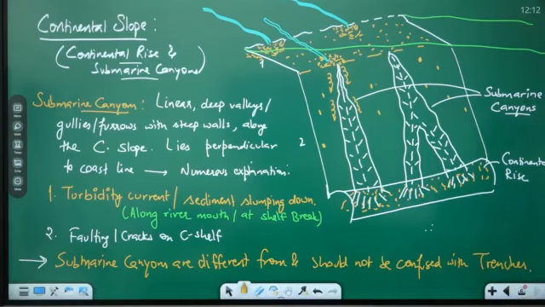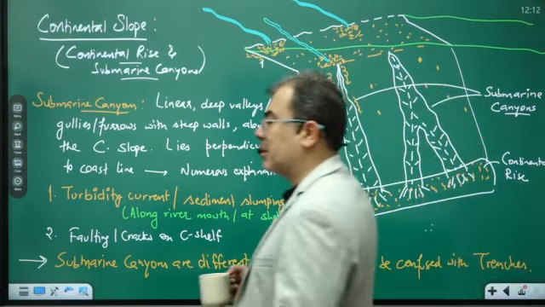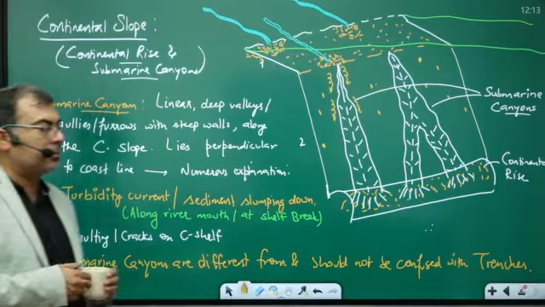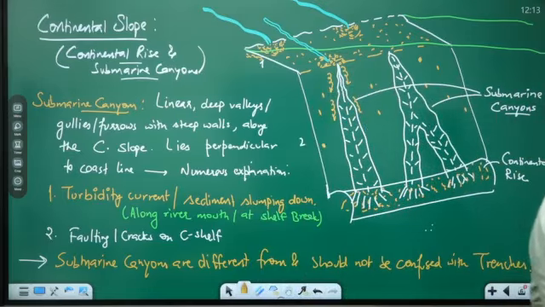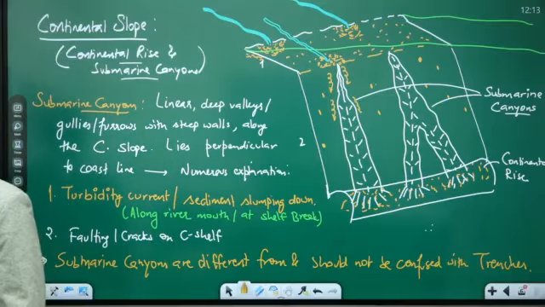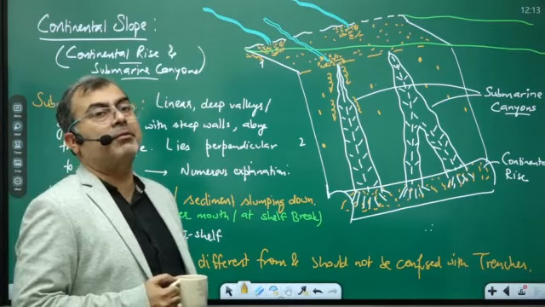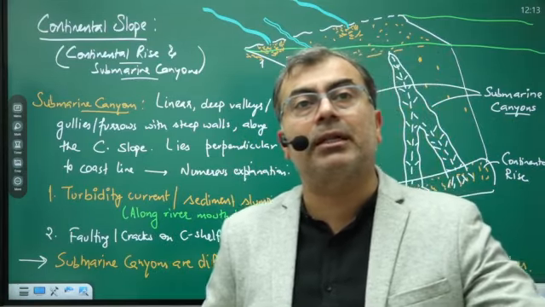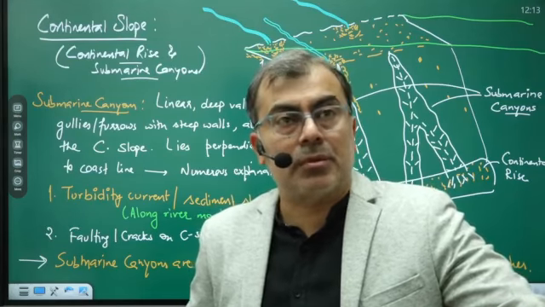Can anyone tell me what is the difference between a trench and a submarine canyon, if both of them are V-shaped valleys? What is the difference between them? A trench will be formed due to subduction of plate. Very good, Krishna Yadav. Subduction. So a submarine canyon is on the continental slope, while a trench is at the zone of subduction. Very good.